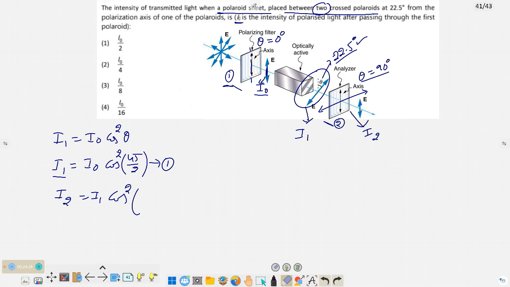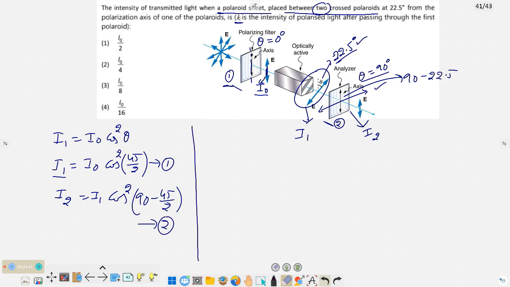In this case this is 22.5 and this is the angle 90, so what angle does it make? The difference between these two angles is 90 minus the remaining angle, that is 90 minus 22.5. That means in this case I can write 90 minus that, which is 45 by 2. So this is equation number 2, and now solve equation number 1 and 2.